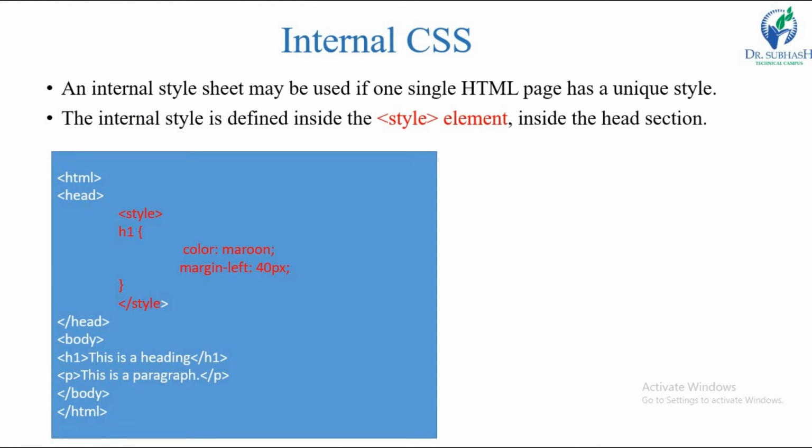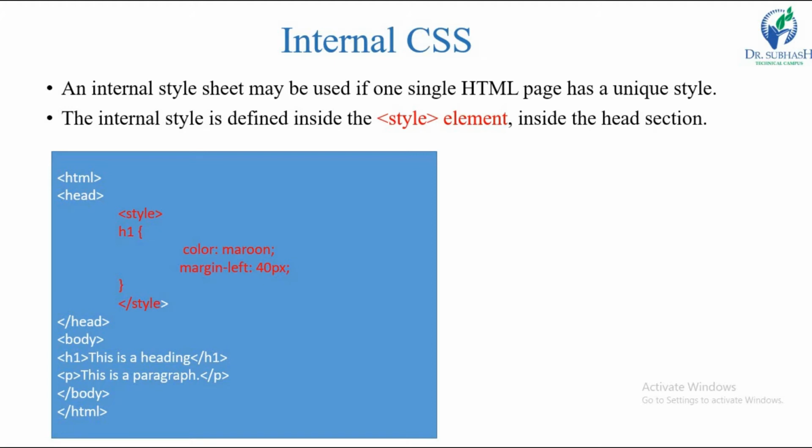Now we will see the internal CSS. An internal style sheet may be used if one single HTML page has a unique style. Suppose, as in the previous example, your website has 10 pages, all the pages should be unique, but out of these 10 pages, you want to change the layout of one page. If you want to change the layout and the style of only a single page, then you are not going to write that particular code in the external file. Why? Because if you write that code in the external file, then that style is going to be applied to all the pages.